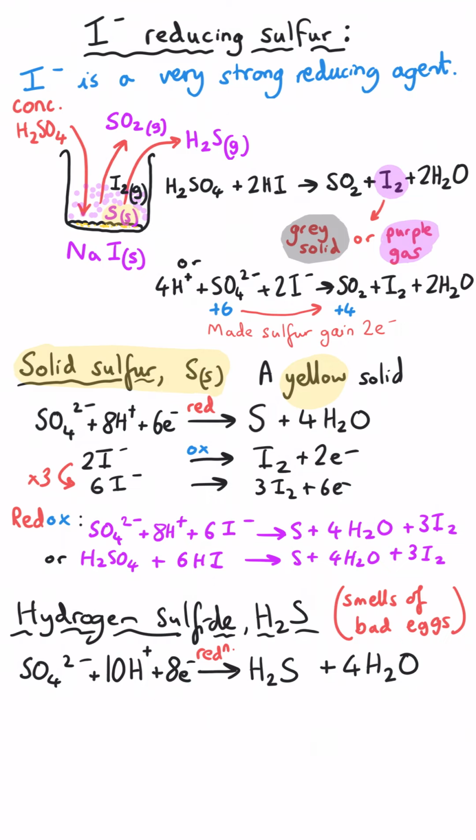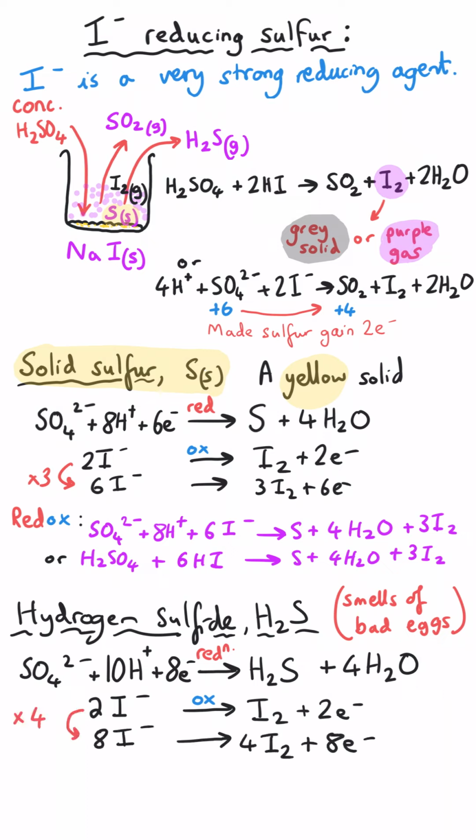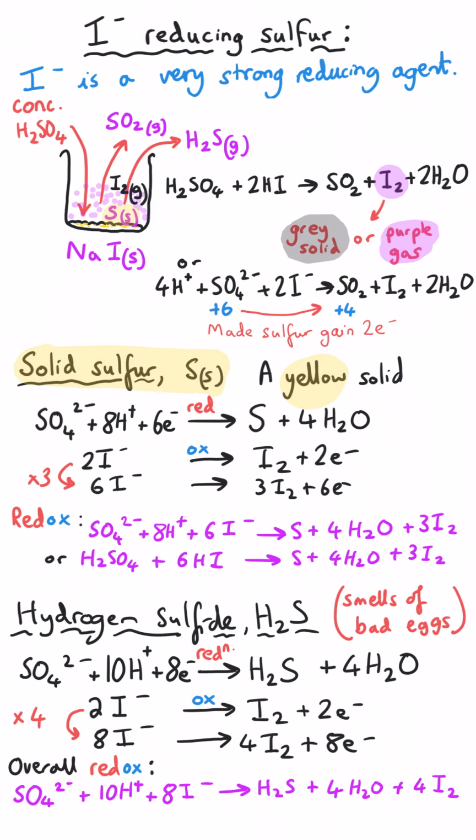And so the iodide, which only needs to lose 2 electrons per 2 iodides making iodine, we can see that we need to multiply that half equation by 4, and then when we combine it together, we simplify out the electrons, and we get an overall redox equation of this.